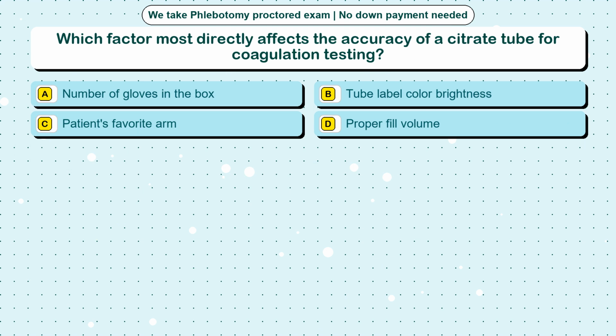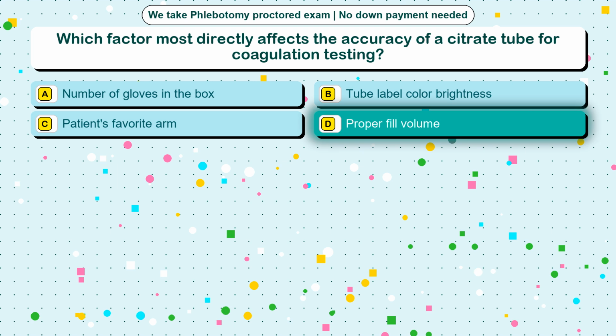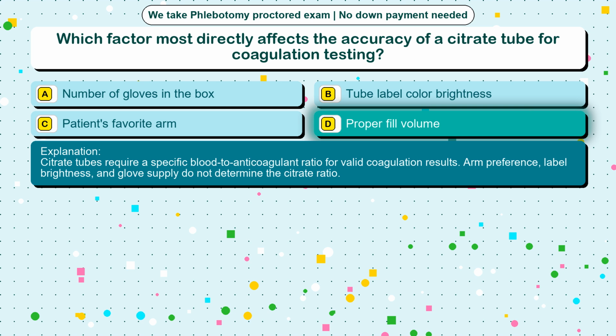Question 28. Which factor most directly affects the accuracy of a citrate tube for coagulation testing? Option A, number of gloves in the box. Option B, tube label color brightness. Option C, patient's favorite arm. Option D, a proper fill volume. The correct answer is option D, proper fill volume. Citrate tubes require a specific blood-to-anticoagulant ratio for valid coagulation results. Arm preference, label brightness, and glove supply do not determine the citrate ratio.